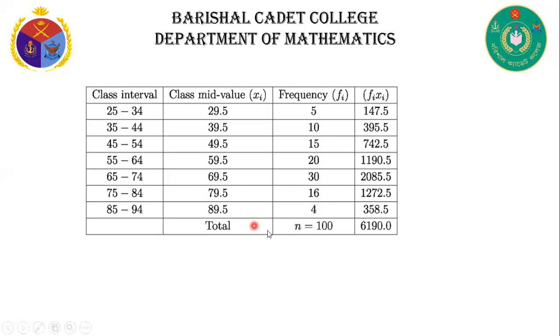And for n, we know the formula: x bar is equal to 1 by n summation of fi xi. N means the sum of the frequencies, and fi xi means the product of these two terms. Fi xi: 29.5 into 5 is 147.5. 10 into 39.5 is 395. 15 into 49.5 is 742.5. In the same way, we find this data, and the sum of this data, that means the summation of fi xi, is equal to 6190.